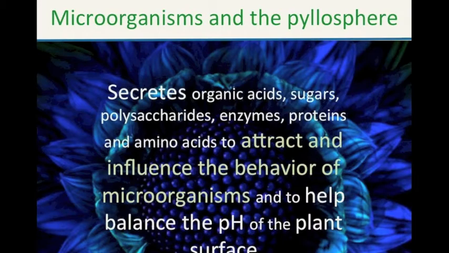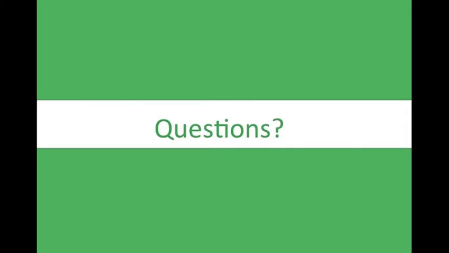And they attract microorganisms selectively because although they're just blowing around in the air and landing on the plant, the ones that grow are the ones that are attracted to the food sources that the plant has secreted. And the pH of that environment is also affected by the organic acids that are secreted by the plant. So just quickly, are there any questions about the phytosphere?